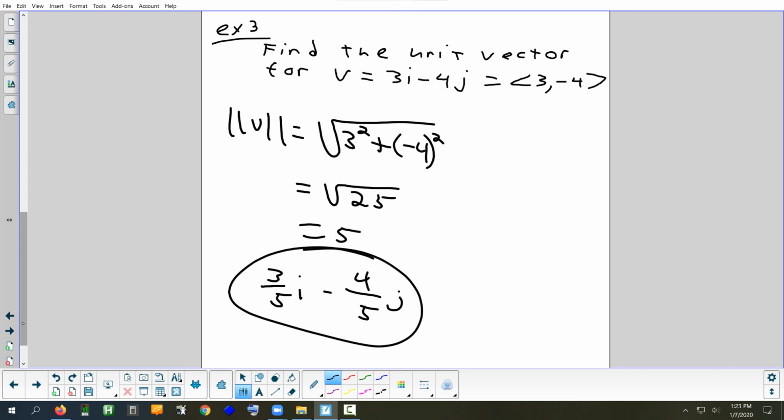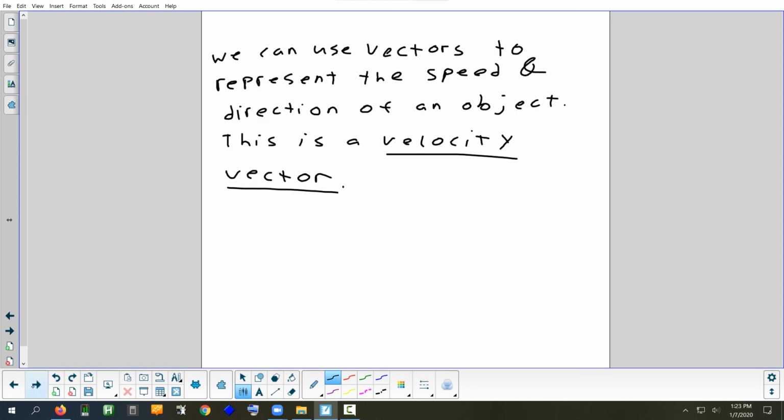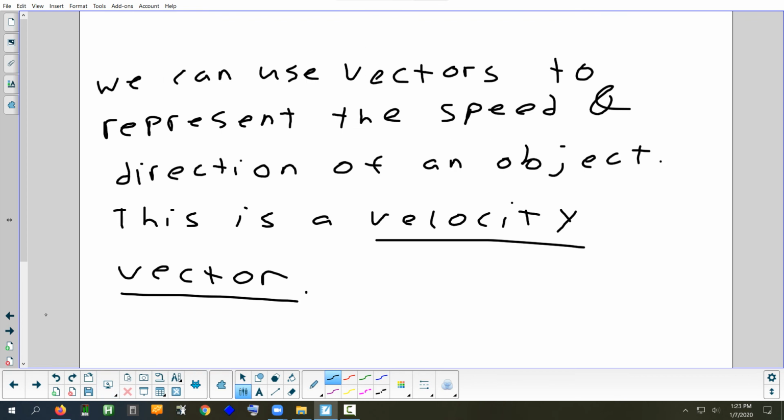All right. So the last 2 things we're going to look at are the applications. The first one is easier than the second. Definitely. We'll start with that one. So first one we're going to look at is going to help us to come up with the formula for what's called a velocity vector. A velocity vector just basically represents you throwing something.